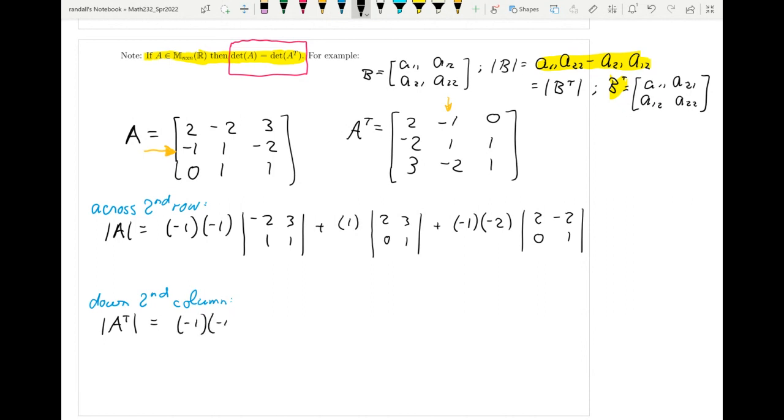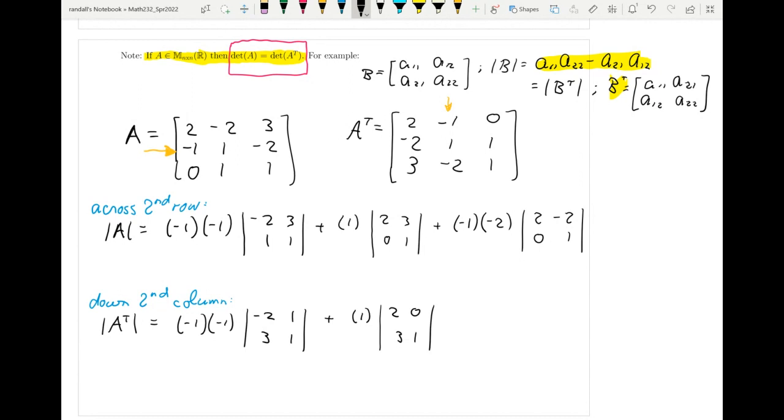So I see I get a -1 factor from that -1 to the power i+j. And now the 2 by 2 matrix I get here by eliminating that first row and middle column is -2, 3, 1, 1. And then I'll move down to the next entry, which is 1. And it comes with a plus sign coming from the -1 to the power i+j term. And its submatrix is 2, 0, 3, 1.